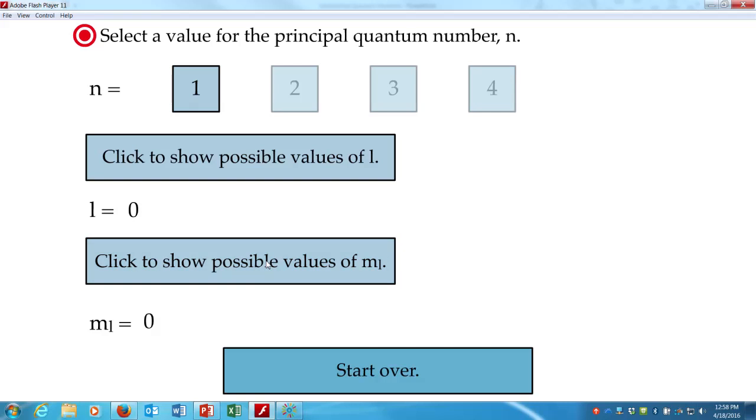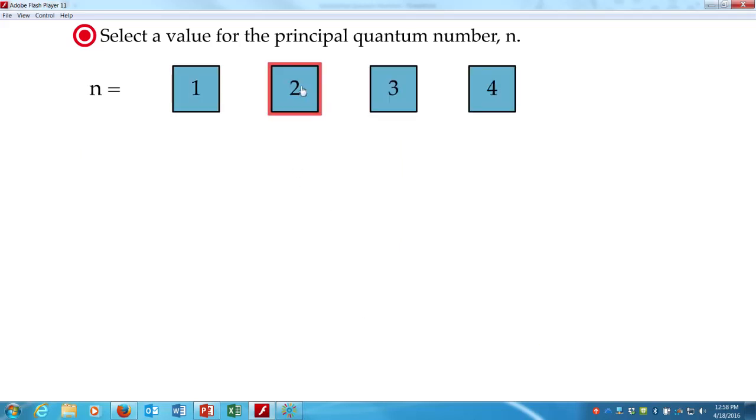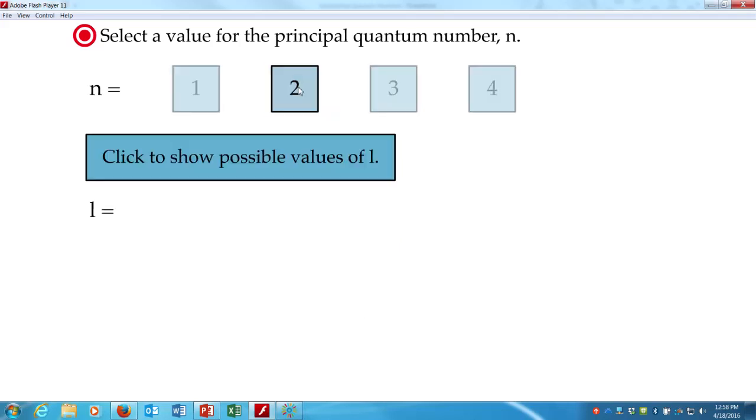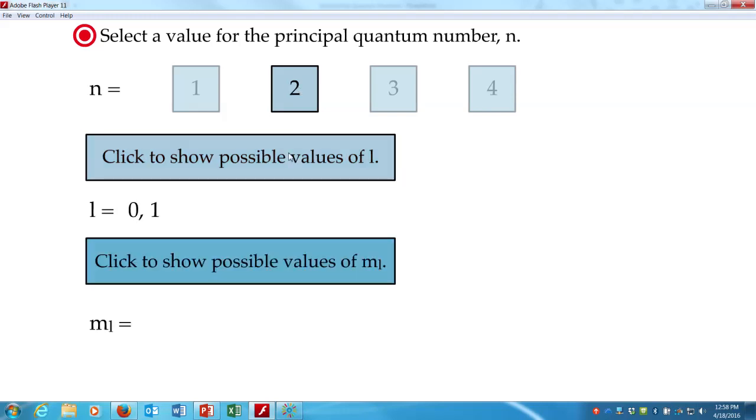Again, we know that this means in the first energy level, there is only one sublevel and only one orbital. Let's start over. Let's look at n equals 2. Now the possible values for L are 0 and 1. We already know what n equals 1, L equals 0 looks like. So what happens to m sub L if L is 1?